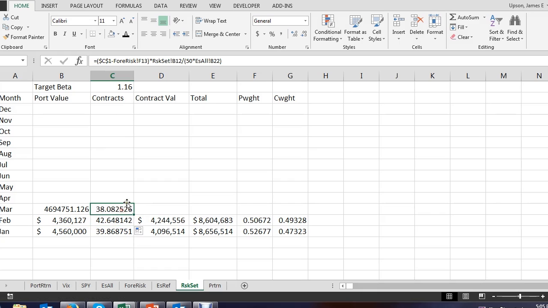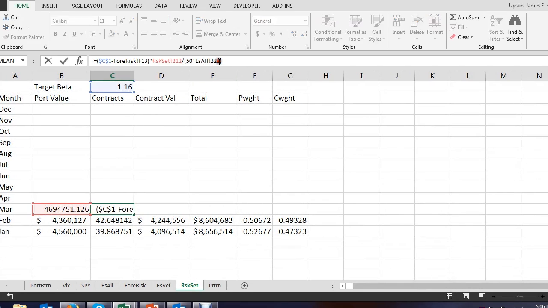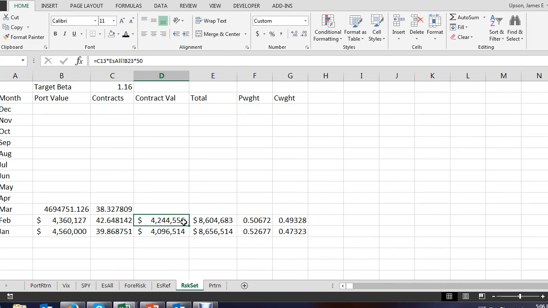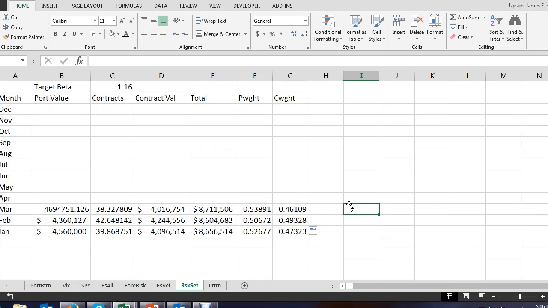First step, equals port return, and I want my ending value. All right, number of contracts. We're going to go ahead and drag that up. And again, everything is good except for this B22. The B22, if I look at it, we're on March. So what I want is B21. So here's the first day of March. B21 is the guy I want. So I'll just edit the equation and say it's the B21. That's 38 contracts. Contract value I can go ahead and pull up. And I need to change this again to B21.